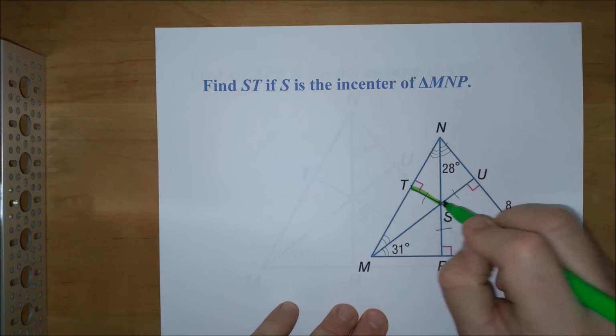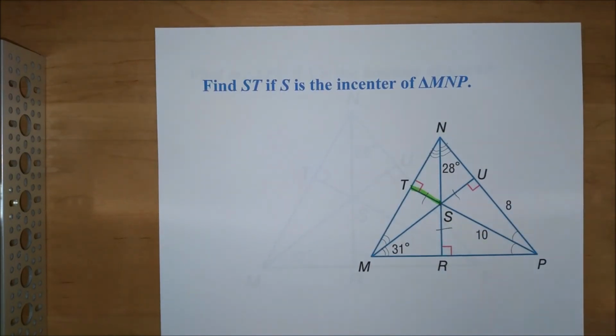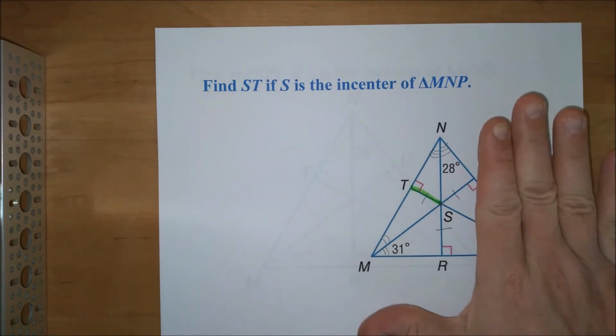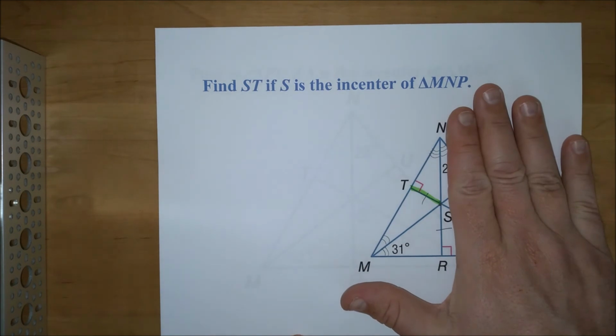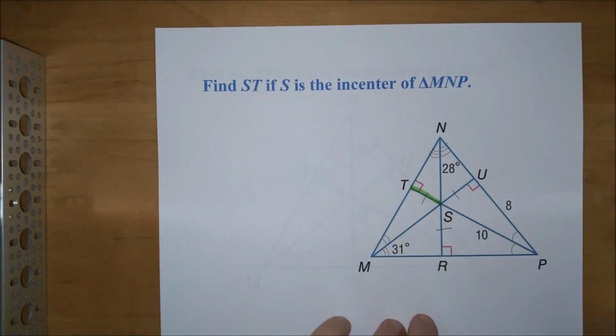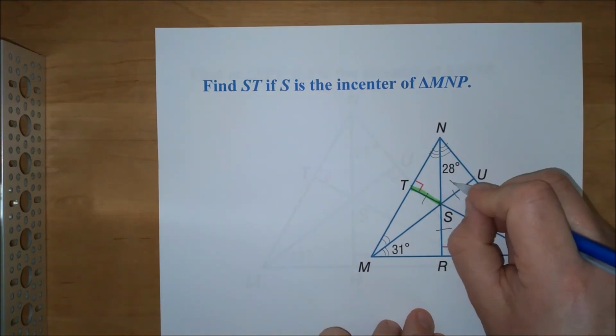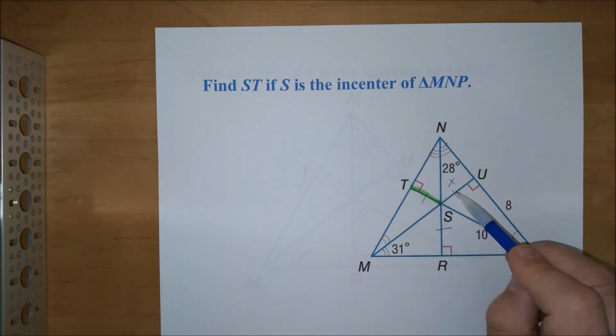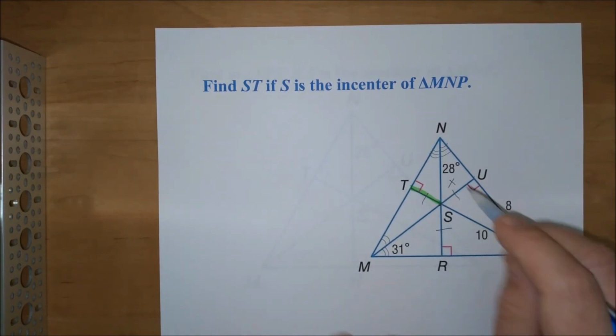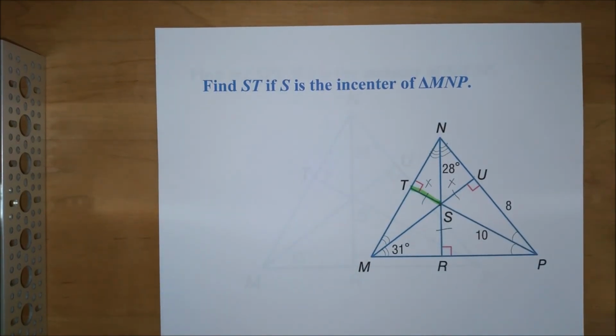Okay, so what's cool here is if I can find SU or SR, I also know ST because they're all going to be congruent to one another. Notice if I was just working over here, I don't have enough information to figure out ST. I don't know anything about the size of these segments. But look at this triangle over here, USP. I've got 8, 10, and let's go ahead and call this X, because if I knew X, well, ST is X. That's what we're after, right?